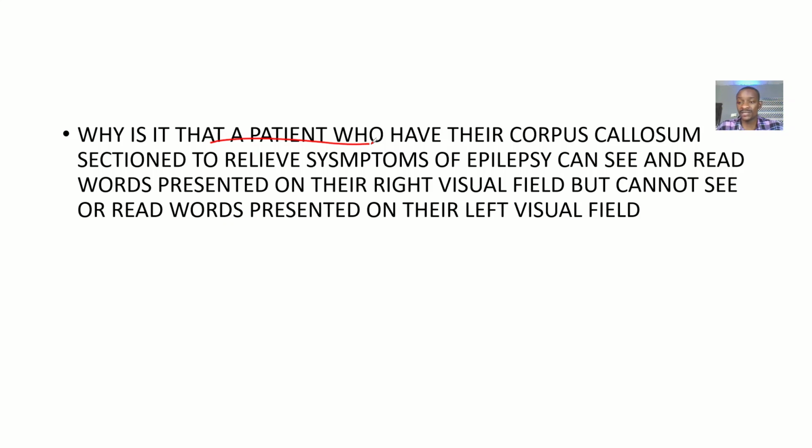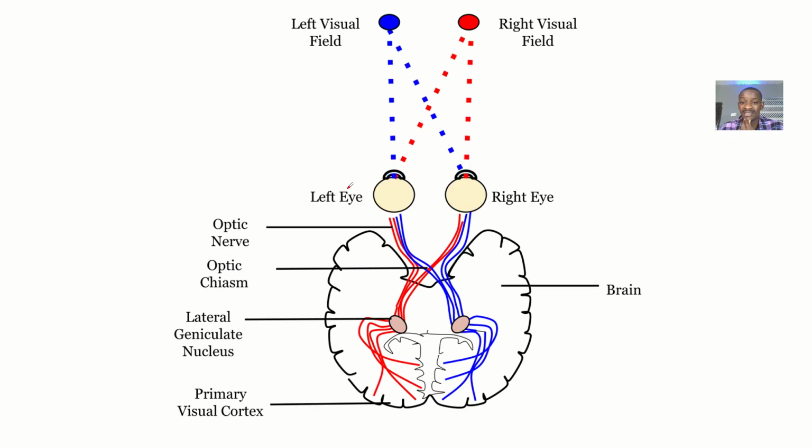The corpus callosum is the bundle of nerve fibers that connects the left hemisphere and the right hemisphere of the brain. So if you cut it, that means what? The right side of the brain will start behaving independently of the left. Alright? So we are saying that what? Why is it that a patient who has the corpus callosum sectioned to relieve symptoms of epilepsy can see and read things, or words, presented on their right visual field, but cannot read words presented on their left visual field? You have to answer this, give reasons why.